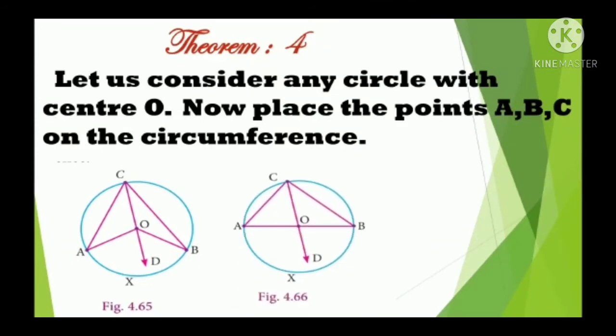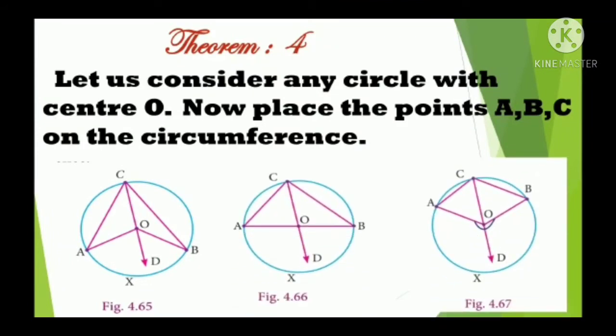So here I have three circles with center O. I have placed A, B, C on the circumference at different places in these three circles. In the first figure, 4.65, I marked A, B, C in the major segment, in the second figure in the semicircle, and in the last figure in the minor segment.